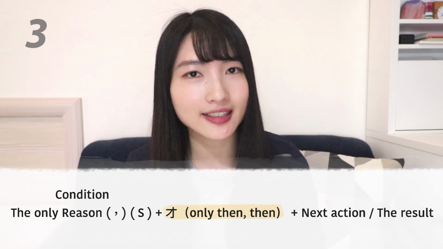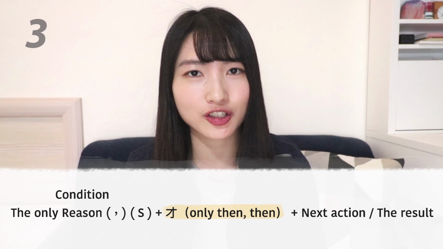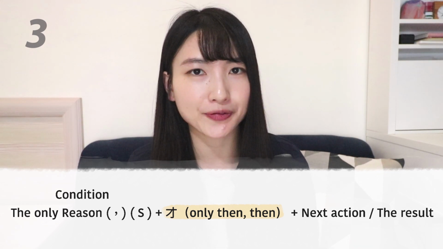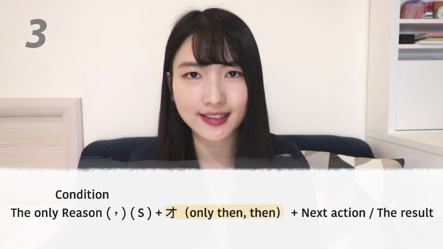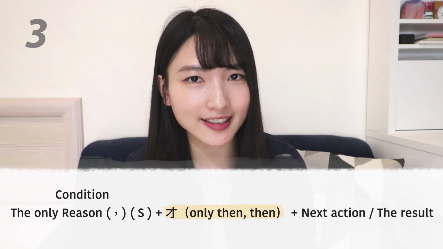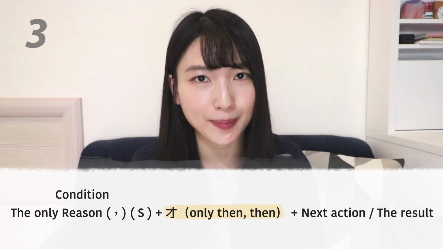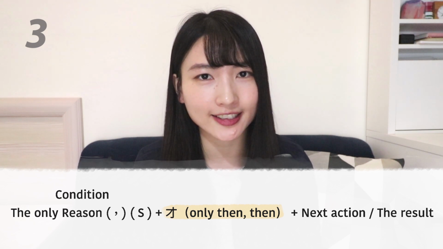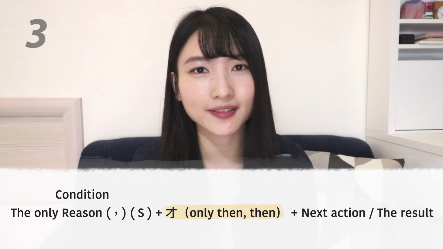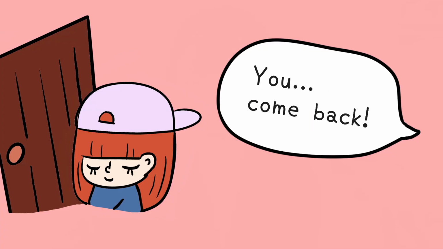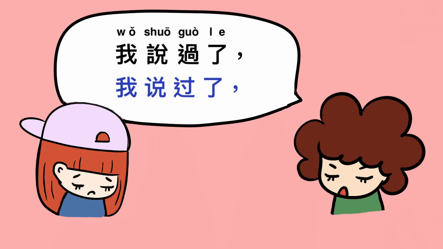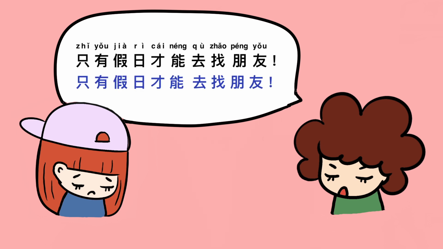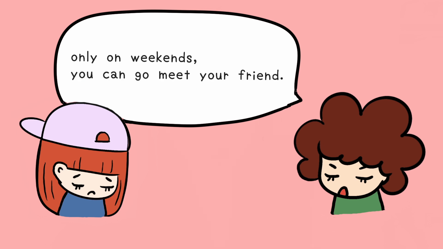Let's move on to the last usage. 才 can be used as a linking word adding in this structure. The sentence or phrase before 才 is the only reason or condition that makes the next action or result able to happen. Here, 才 is like only then in English. Let's take a look at an example. 你回来 You come back. 我说过了 I said that 只有假日才能去找朋友 Only on weekends you can go meet your friend.